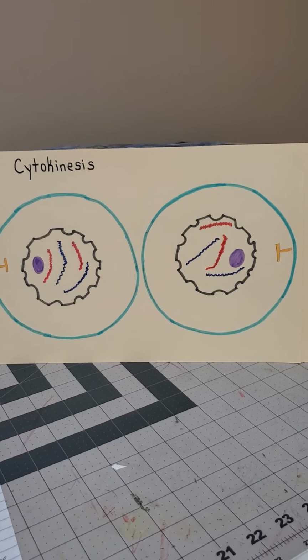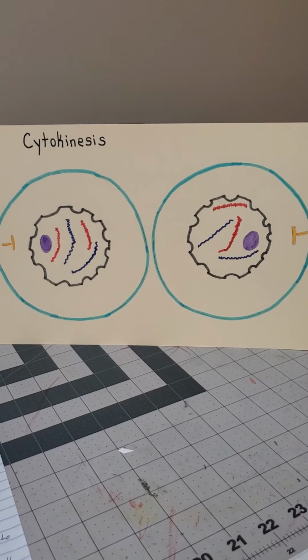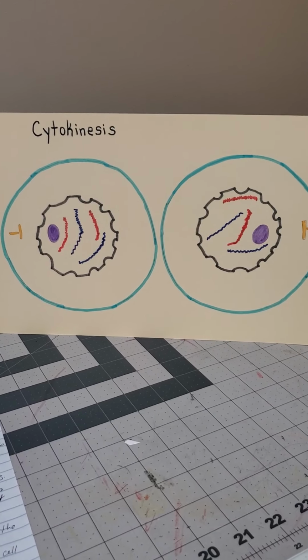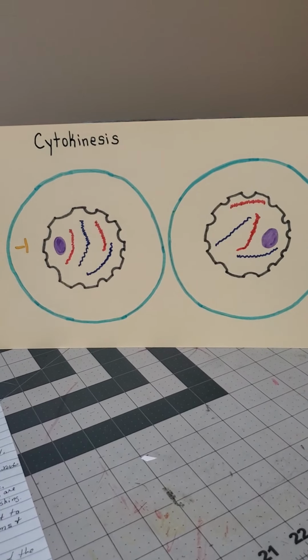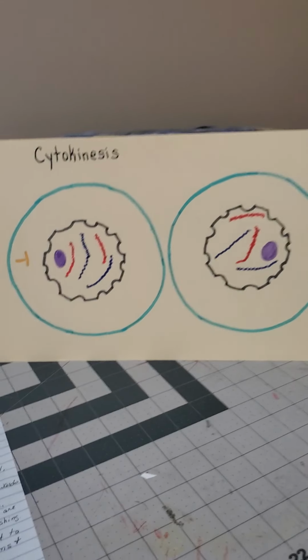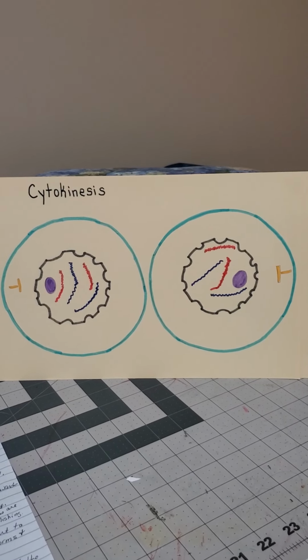This is when the cell membrane pinches in at the cell equator, forming a cleft called the cleavage furrow. And this is when 2 new daughter cells are formed from the one parent cell.